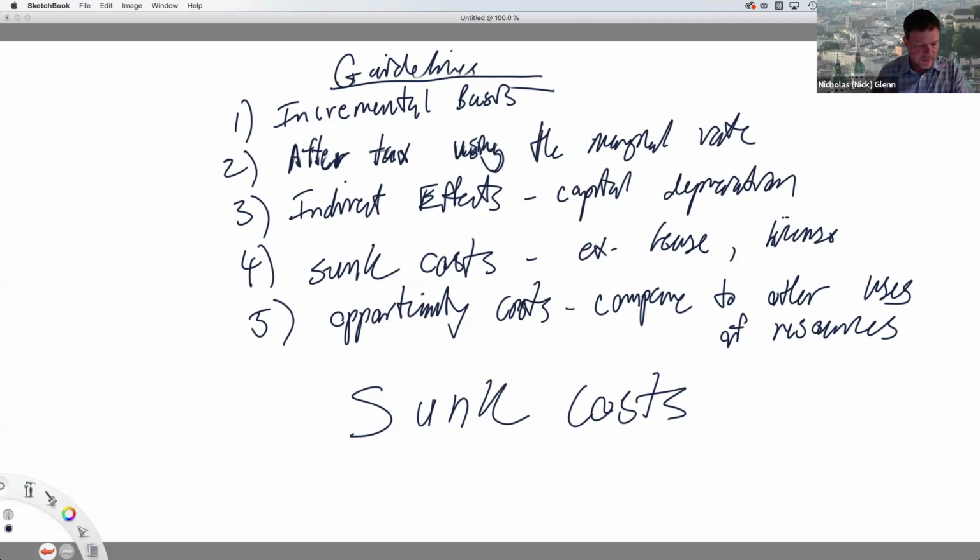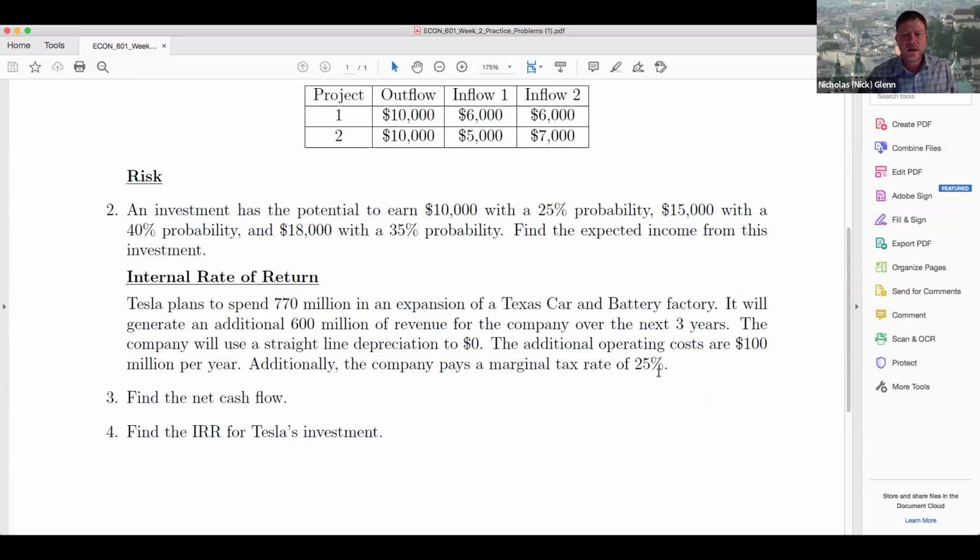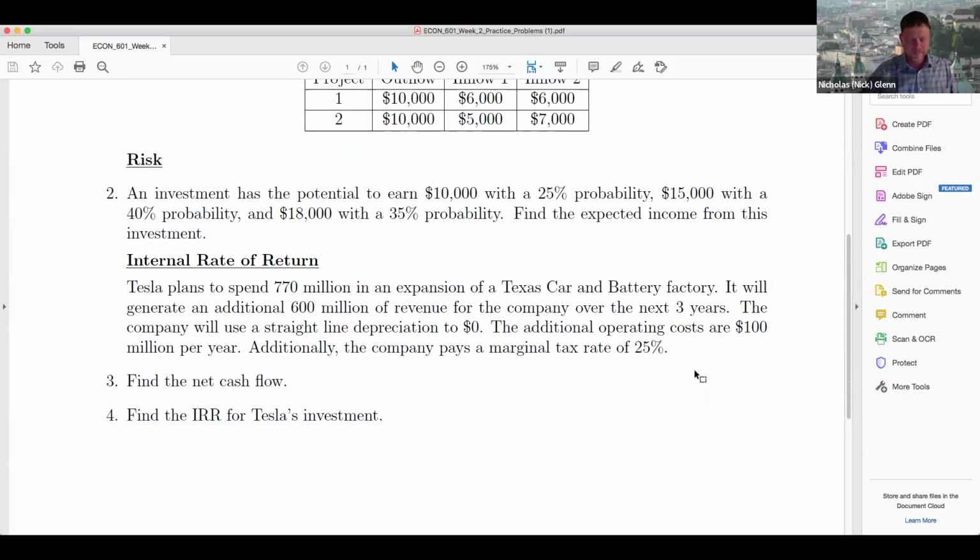All right, so let's get to this last thing that we're going to do. We'll do the first part of this problem, which we'll call number 3. Let's go look at this first. Switch over to that. And this is looking at the internal rate of return. We'll talk about internal rate of return, get the concept first. Let's do the first part of this problem here, find the net cash flow.